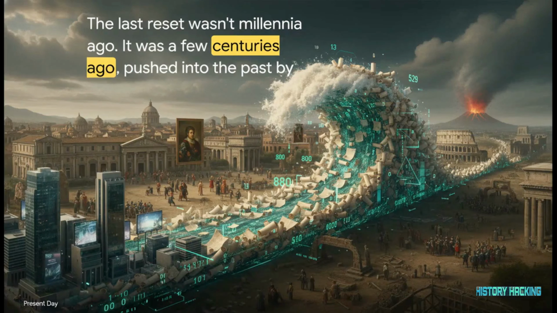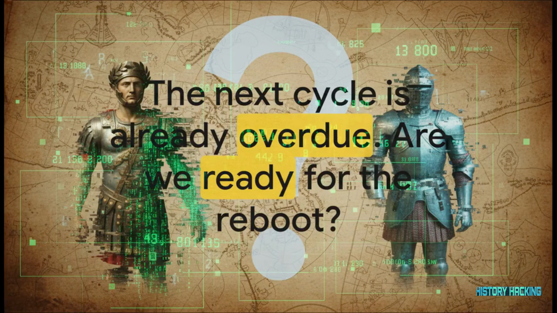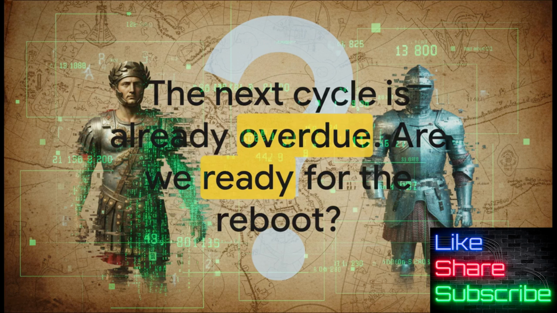Just think about that for a second. The last great reset, the last major system crash that nearly wiped the servers, wasn't some distant event lost in the ancient lore. The data shows it happened just a few centuries ago. That buffer of time we all thought we had simply doesn't exist. And that leads us to the final, most critical line of code we've uncovered. The cycle timer is ticking down. The system logs show the next catastrophic event is already overdue. So the question is no longer if there will be a reboot, but are we ready for it?